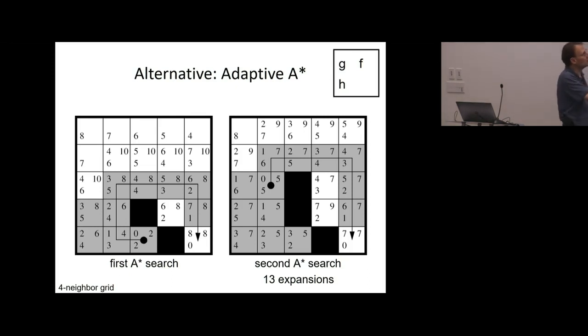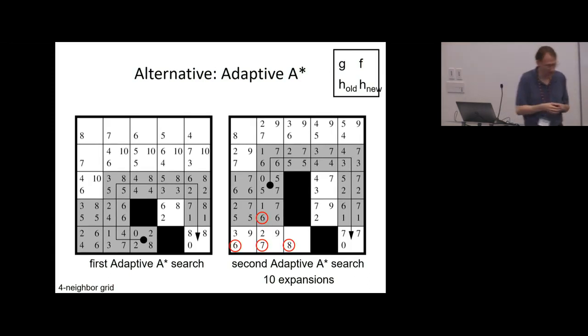Now, if I update the heuristics in between, then I will update four heuristic values, these four. And now, if I do the A-star search from here to here, it does not expand these three states compared to earlier, right? So even in a small example, you can actually win by doing three fewer state expansions. So that's basically the idea.